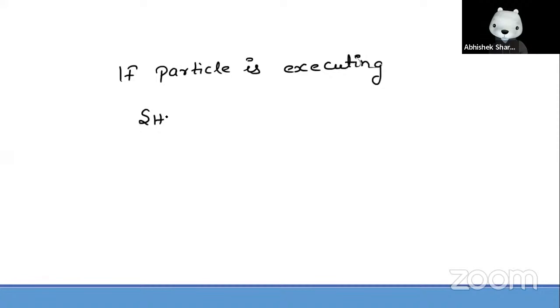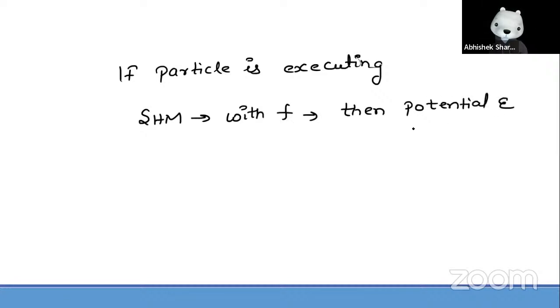If a particle is executing simple harmonic motion with frequency f, then the frequency of the potential energy of SHM will be twice of f. Here it is given as n, so the final answer will be twice of n.